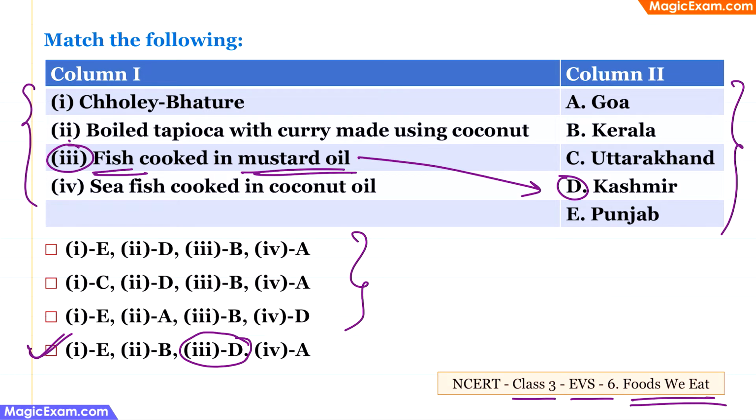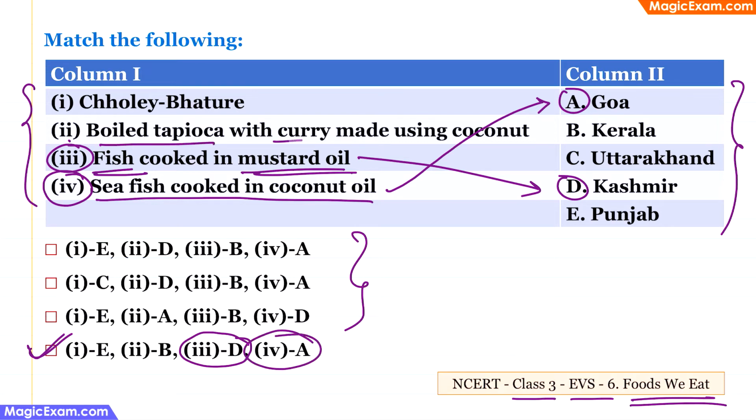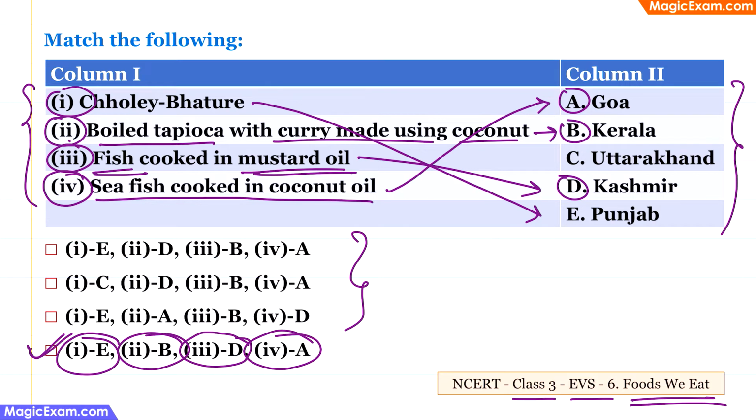Now let's also verify the other options. Here, sea fish cooked in coconut oil. Now this is something that is mostly prevalent in Goa. Therefore, 4 has to be A. Now here it is 4A. And boiled tapioca curry made using coconut. Now this is prevalent and is popular in Kerala. Therefore, 2 has to be B. Now here again, 2 is B. And then Chholey-Bhature, even though it is popular in many states across India, is apparently associated more with Punjab. Therefore, here 1 should be E, which is the correct answer.